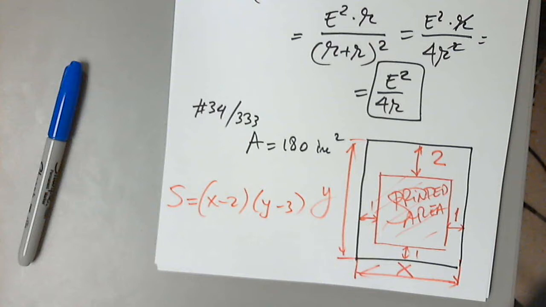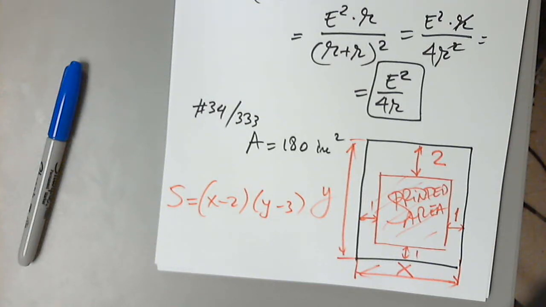So this is the width, which is x. We subtract 2 inches, 1 and 1. And then from the height, we subtract 3 inches because we have 1 and 2 at the top. So this piece is x minus 2, and this piece is y minus 3. The product is the area of the printed piece.